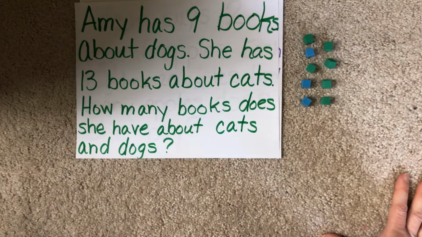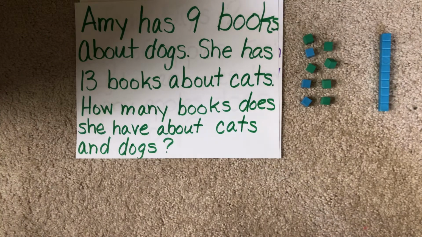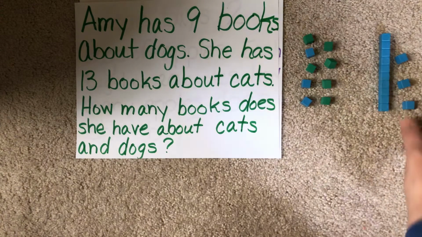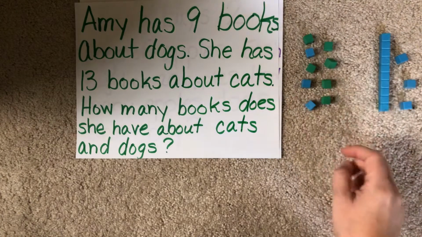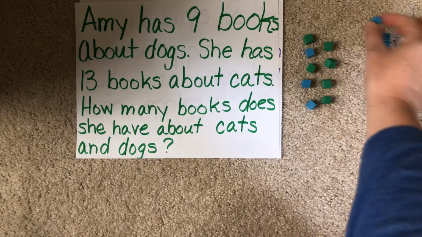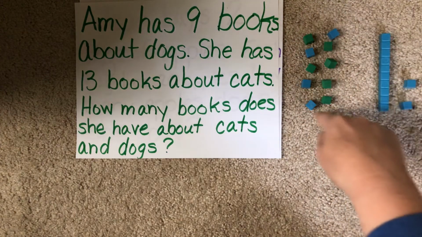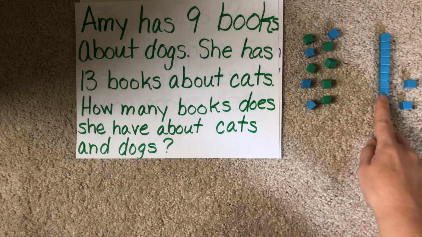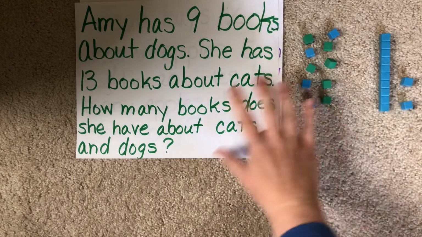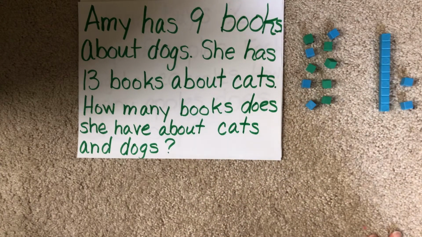And then 13 books about cats, I will model those. There's 10, 11, 12, 13. Now, I know that 9 plus 1 makes a group of 10. So I'm going to take this little guy and move that over there. Now I have 10, 20, 21, 22. So she has 22 books about dogs and cats.